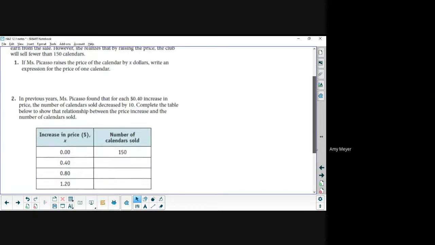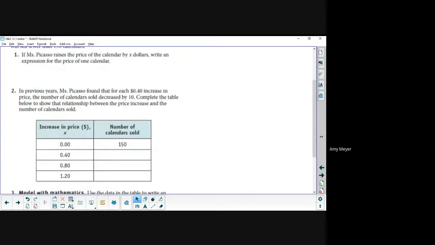So number 1, if Miss Picasso raises the price of the calendars by X dollars, write an expression for the price of one calendar. Circle price of one calendar. That's what we need. How much is the calendar currently? $3. Are we going to add or subtract to it? Add. So $3 plus how much are we adding? X. X is the increased price. That's it. That is how much a calendar will cost: 3 plus whatever I decide to add to it.